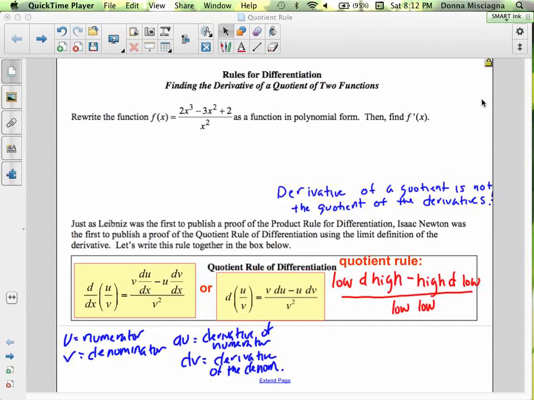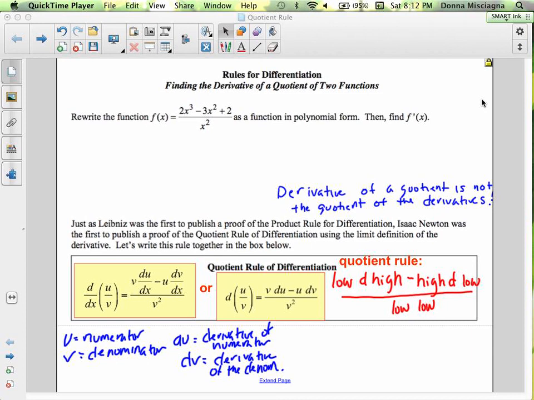Welcome. All right, so now we're going to be looking at rules for differentiation, finding the derivative of a quotient of two functions, and this is the quotient rule. I'm going to try to put this in the notes already before I print this out to you, since I haven't printed it out already. But if it's not there, then you're going to add this information.